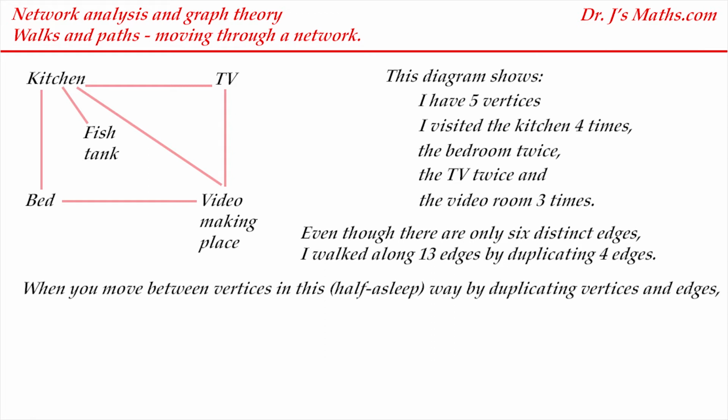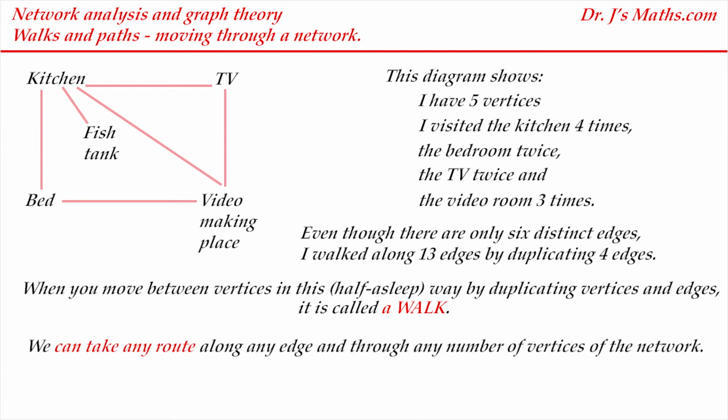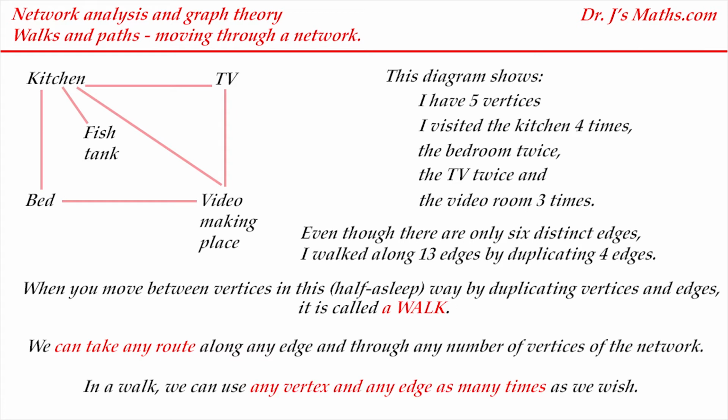When you move between vertices in this half-asleep way by duplicating vertices and edges, it's called a walk. We can take any route along any edge and through any number of vertices in the network. In a walk, we can use any vertex and any edge as many times as we wish.